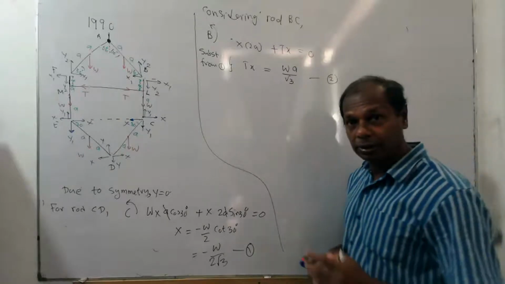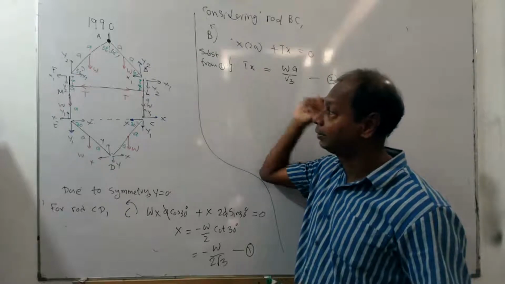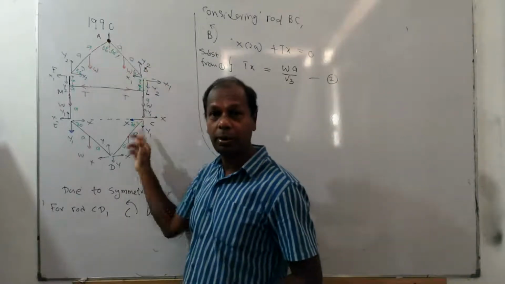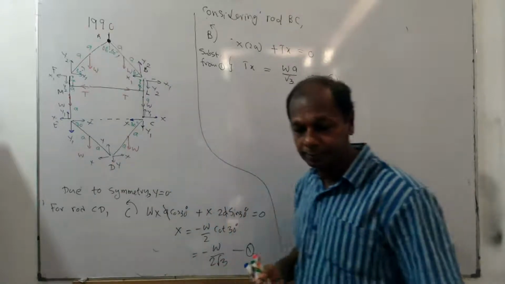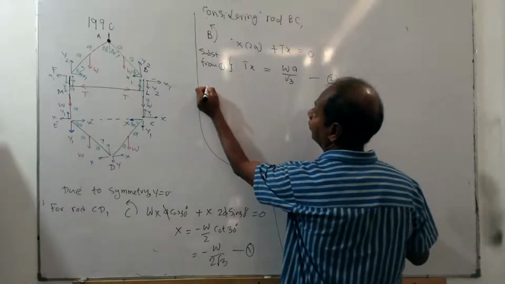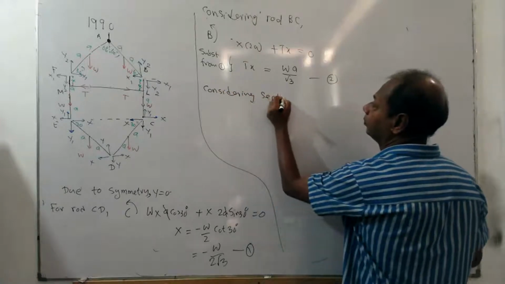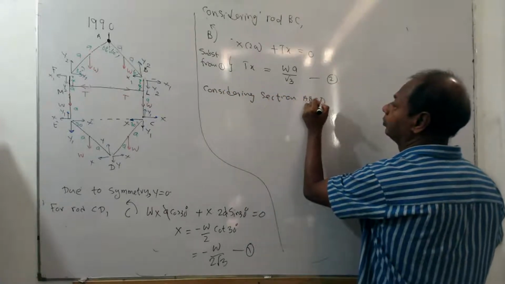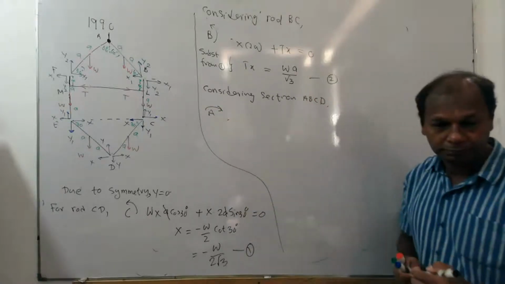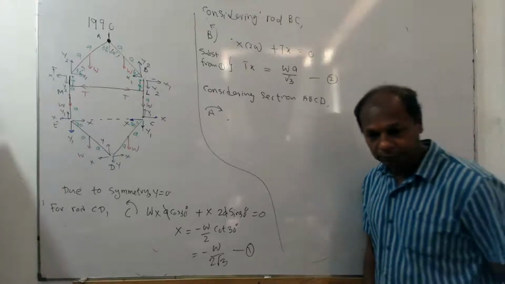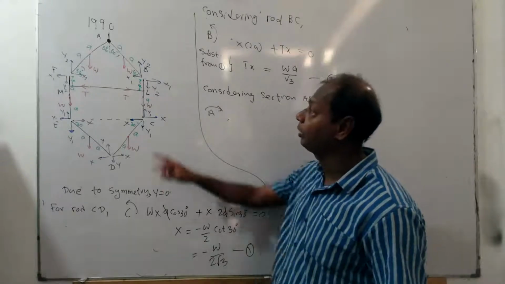Then we have to find t. We need another equation because there are two unknowns here. For that we can consider this whole part, A, B, C, D, and take moments about A.